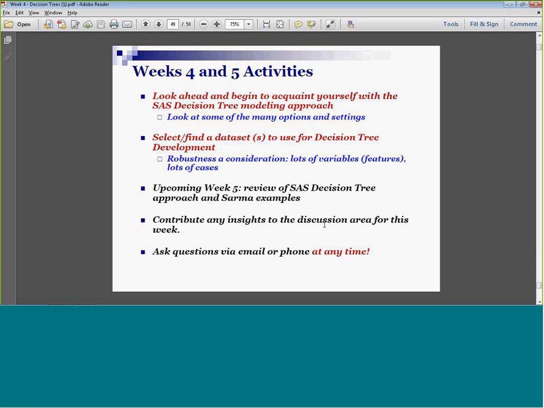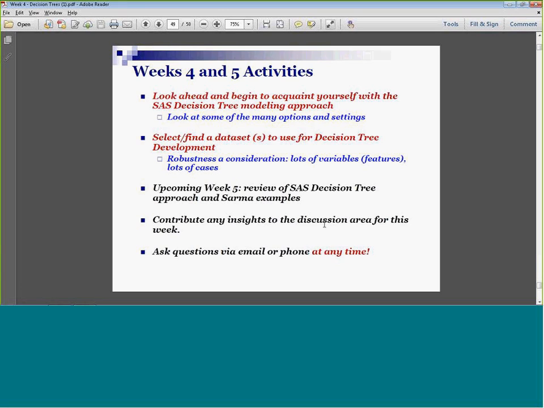Okay, so let's look ahead. What do you have to do for weeks 4 and 5? This being the start of week 4. And of course, by the end of week 5, you're going to be turning in your first assignment, your decision trees. So look ahead and start going through that SAS exercise. Part of that, getting started with SAS Enterprise Miner 13.1, has a decision tree walkthrough that you can follow along and build a tree. You want to start looking at the options, trying some things. You want to start looking at Sarma, his explanation of the decision tree approach in SAS.